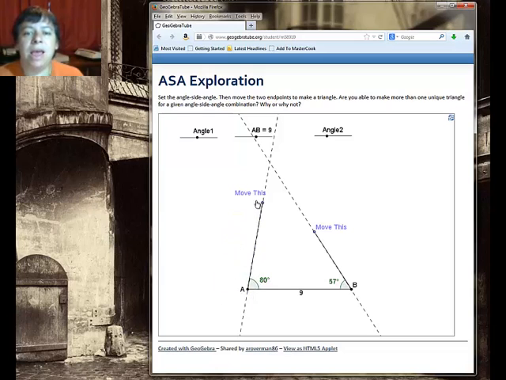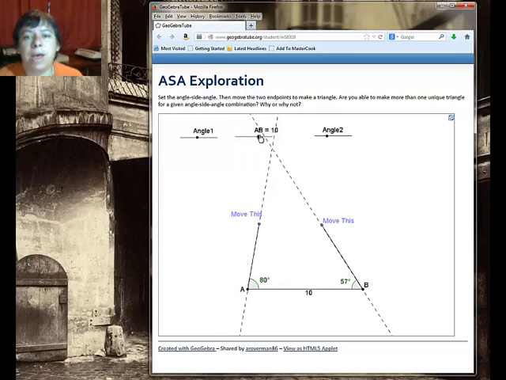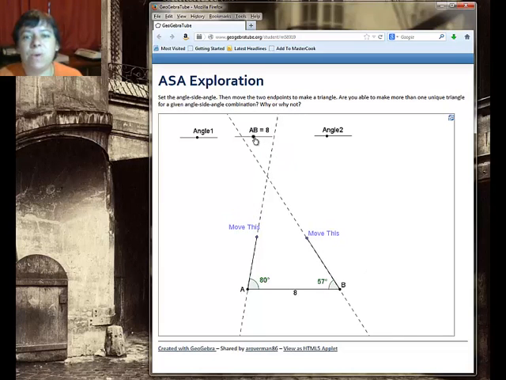Now this side, I can only move it along this angle. I can't get off the angle, otherwise it's not making that angle. If I try to move this point over here, then it's not 80 degrees anymore. So that's why this point has to move along this dashed line. This 8 is determined by here, so I can set that value to any value I want. So I'll leave it at 8 now.